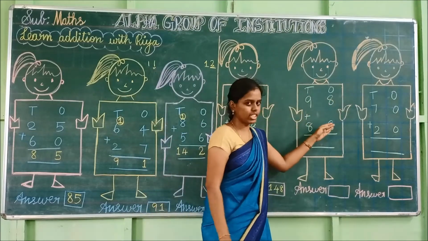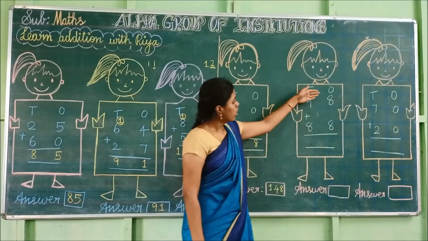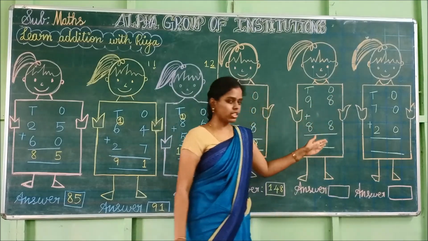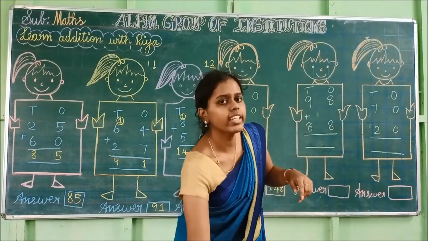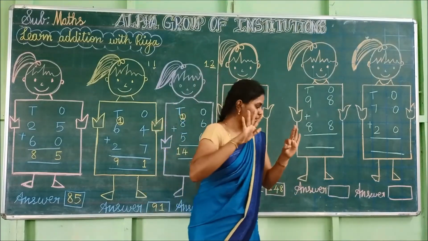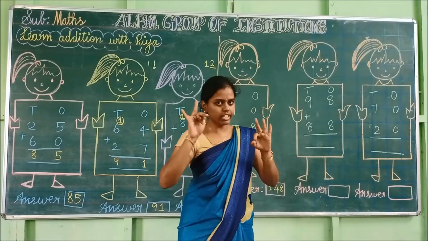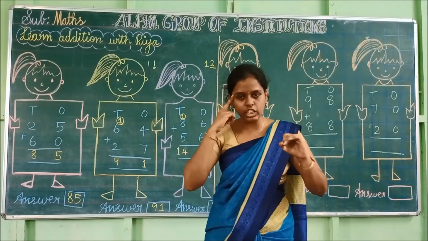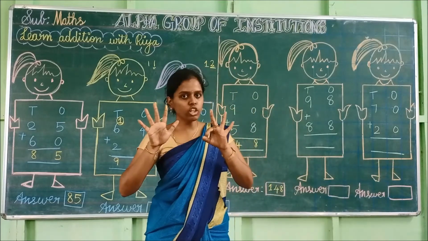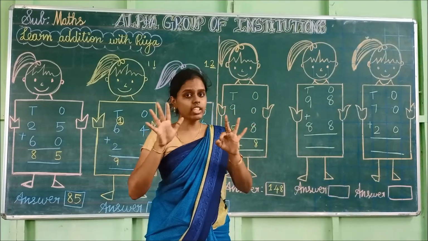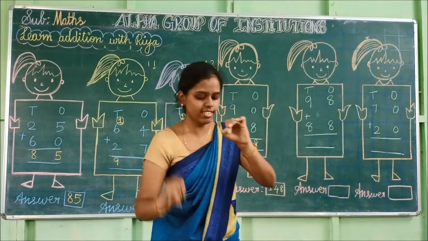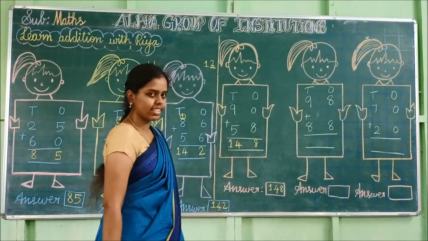98 and 88 is your question. First we have to add the ones place. 8 plus 8. 8 in the mind, take 8 in your fingers. After 8, 9, 10, 11, 12, 13, 14, 15, 16. So 16 is your answer.